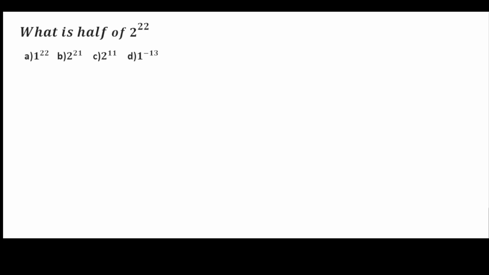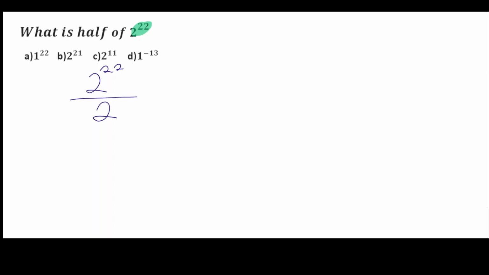We already know that to get half of a number, say 4, all we just need to do is divide it by 2, and from there we get the answer. And that's what we're going to be doing with 2 to the power of 22. Now we just take the number 2 to the power of 22, write it down, then all we just need to do is divide by 2.